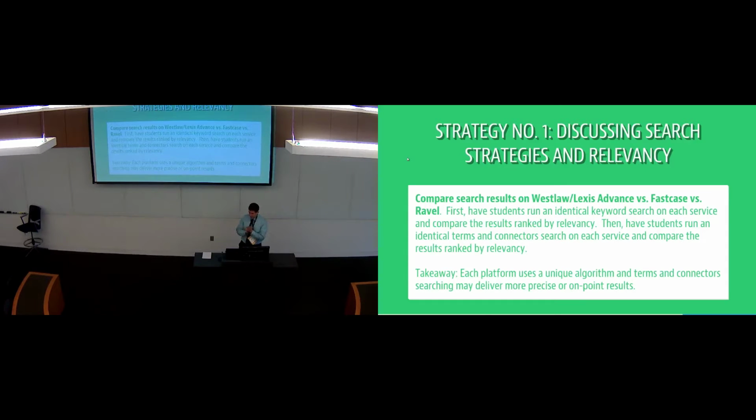hear what you think. So my first idea was, and we can just talk about this briefly, running a search on Westlaw or Lexis Advance, running the same search on Fastcase, and running the same search on Ravel, kind of comparing the results, what each system determines as the most relevant cases, then bringing in some more specific search strategies, for example, using Boolean connectors, seeing if you can find something in the same sentence as something else.